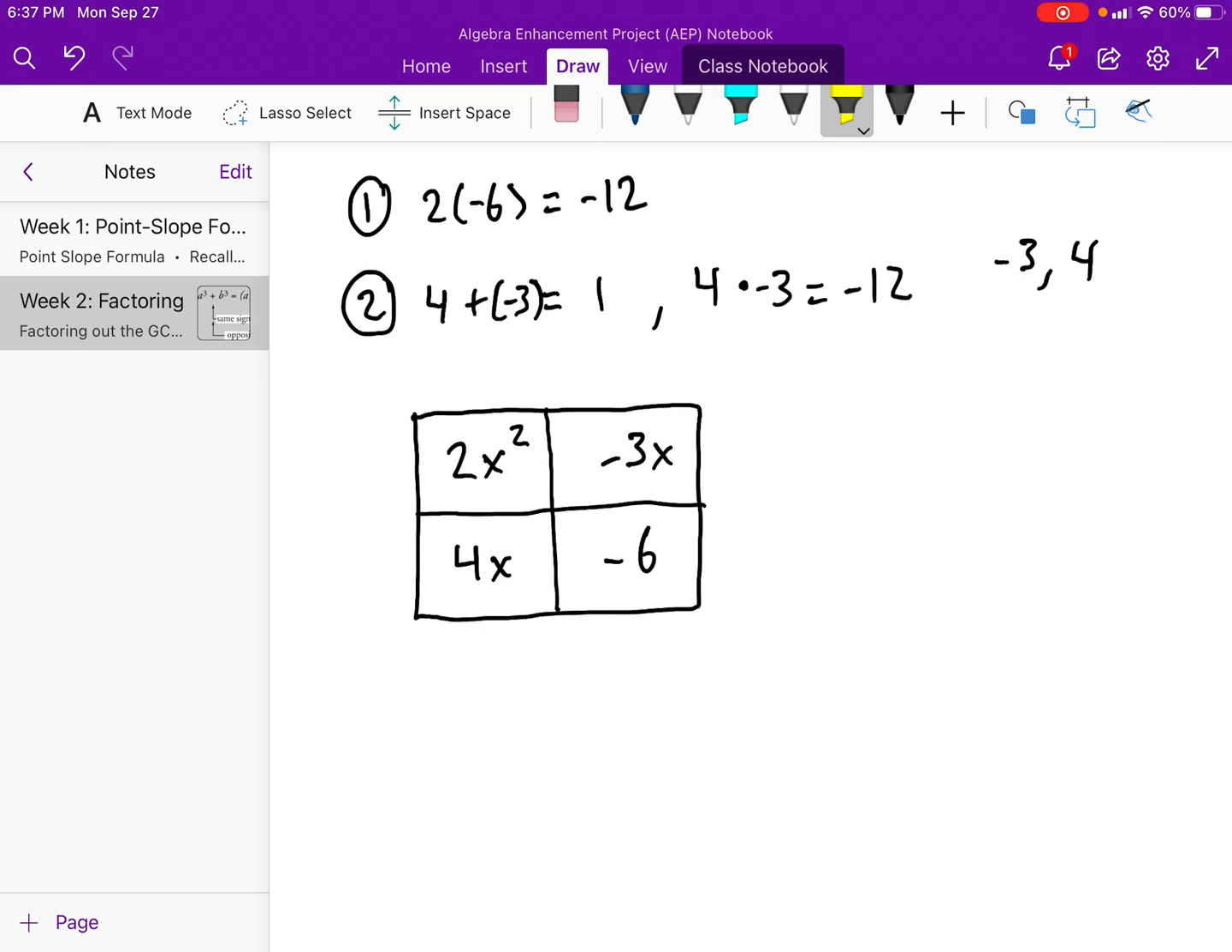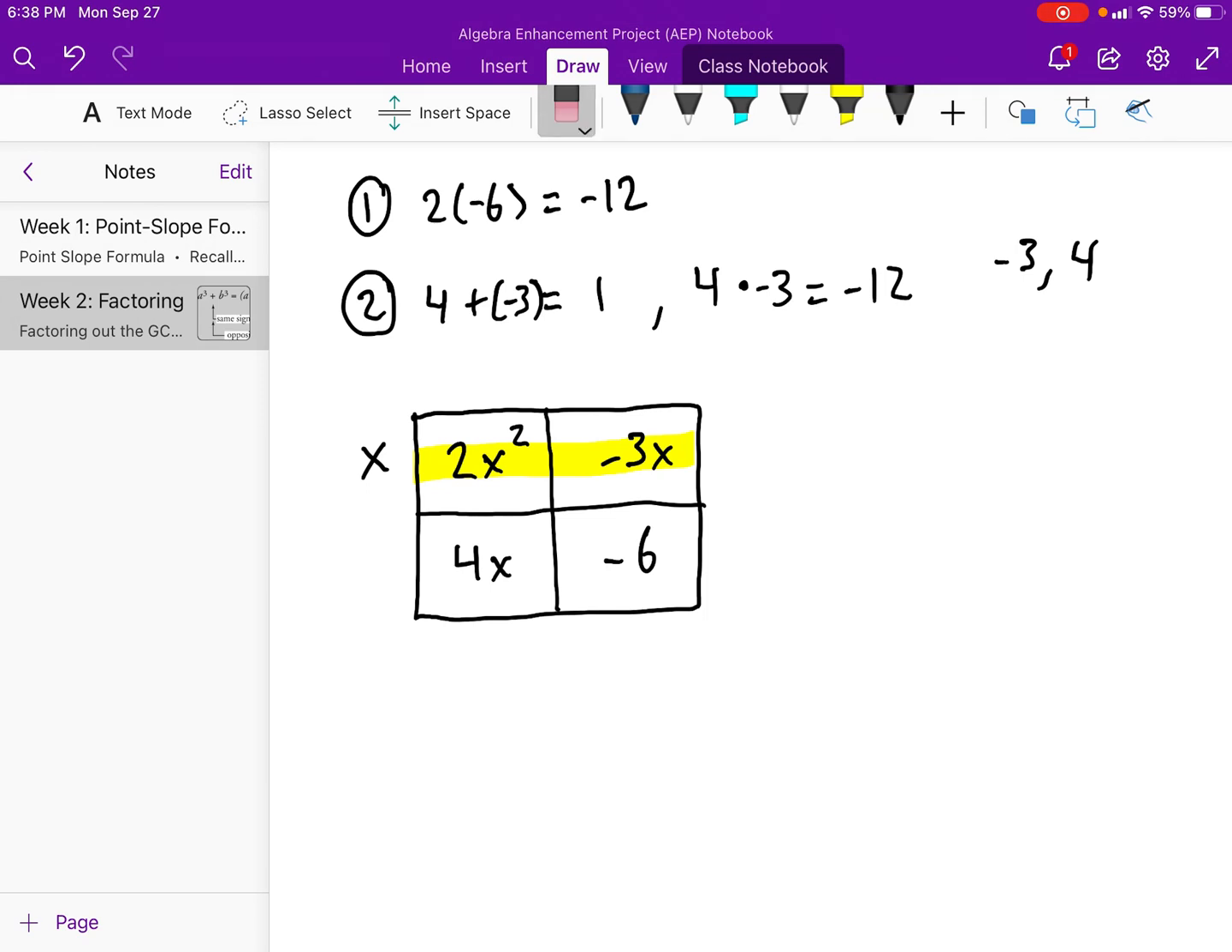So let me start with this row here. We have 2x squared and negative 3x. I want to determine what I could factor out of those two terms. I can't factor any number out. 2 and 3 don't have any common factor in terms of a number, but they both have a variable in common. We have x squared and x, and so we could factor out an x from that row.